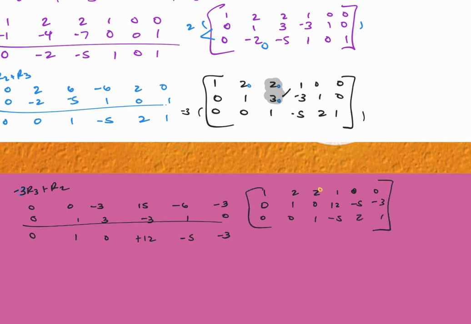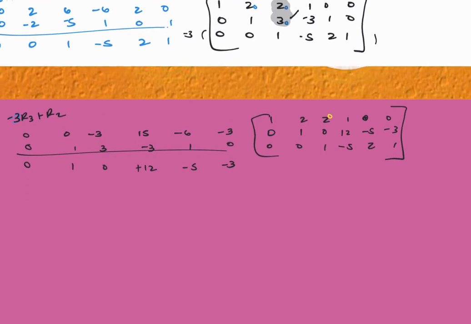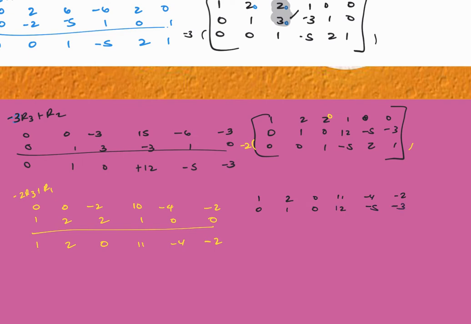I need a 0 where that 2 is, so again, I have to use row 3. -2, row 3 plus row 1. That takes row 1, 1, 2, 0, 11, -4, -2. 0, 1, 0, 12, -5, -3, 0, 0, 1, -5, 2, 1.